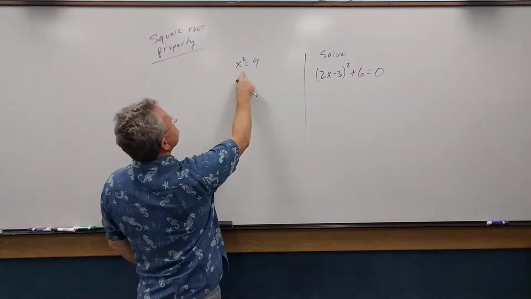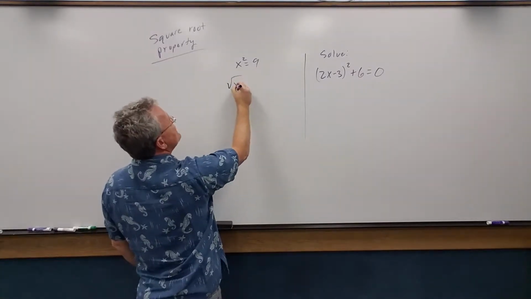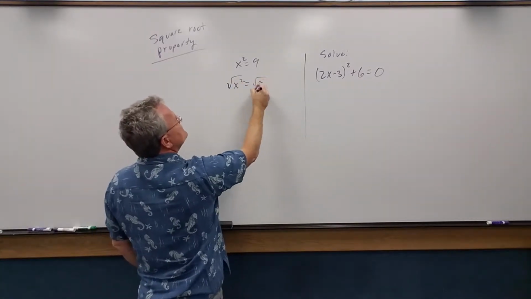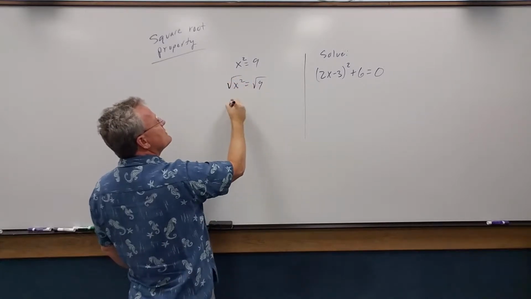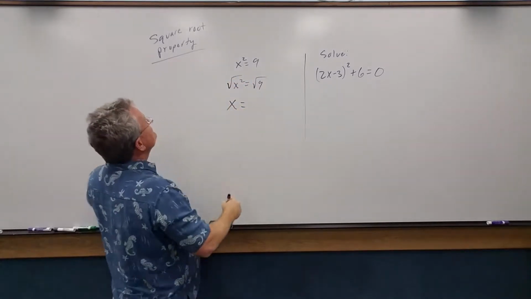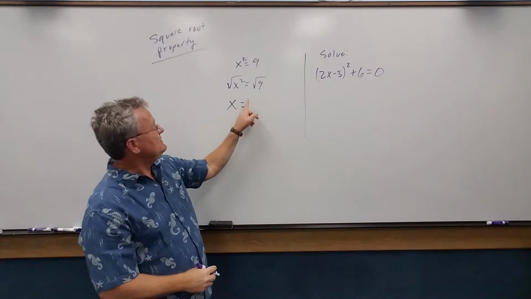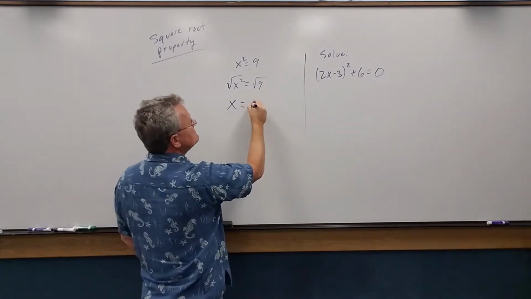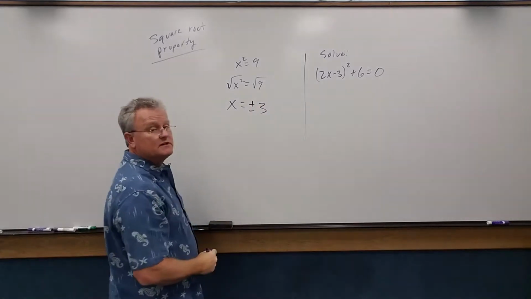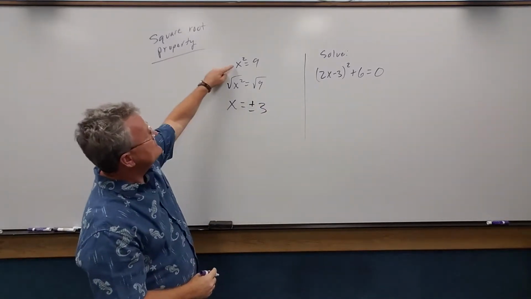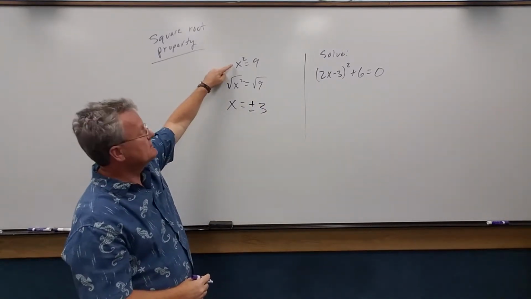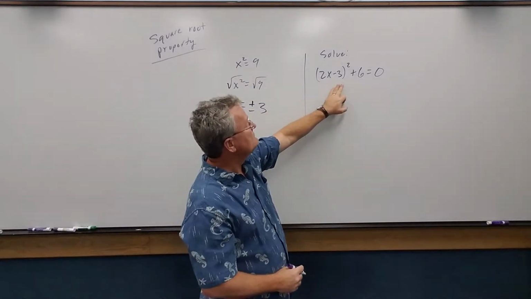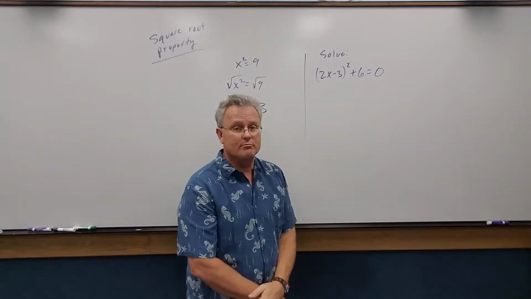So when we take the square root of both sides, the square root of x squared, they cancel, we get x. The square root property says we need to put a plus and minus here. The square root of 9 is 3, but we need to put a positive and a negative. And the reason why is because of what I just explained. So now let's solve this equation using the square root property.